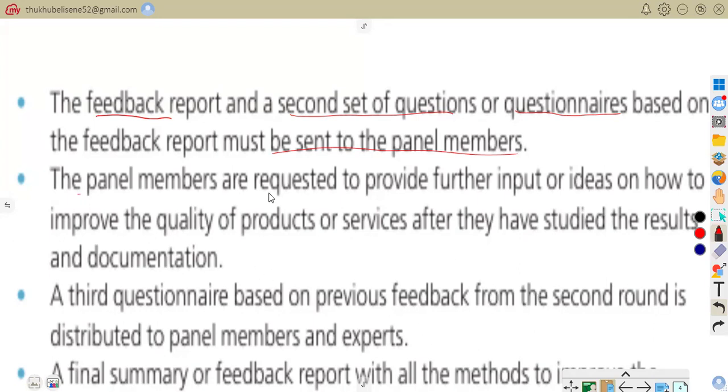And it says the panel members are requested to provide further input or ideas on how to improve the quality of products or services after they have studied the results and documentation. So experts give further input. They refine their ideas. For example, they adjust suggestions based on feedback. Hope you're together, good people. So let us move on to another statement.